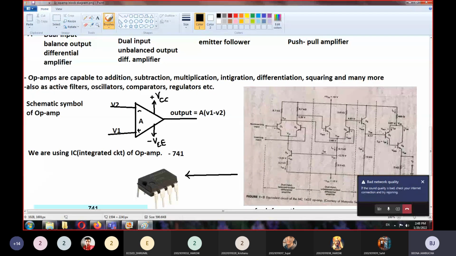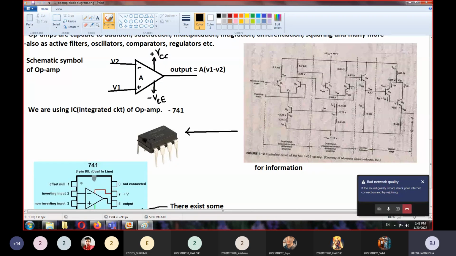What is the actual circuit inside this? There are four blocks. The first block is the dual input balanced output differential amplifier, whatever I have shown. Here you will have two outputs, and these two outputs are fed to the next intermediate stage. This intermediate stage has only a single output, as you can see here.